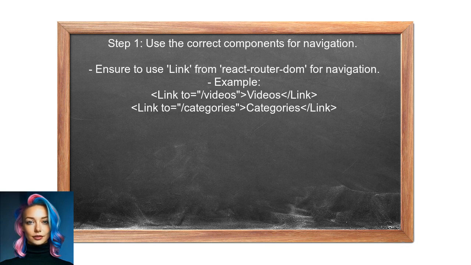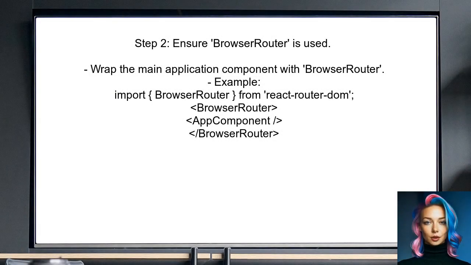To address the issue where the content does not update when clicking on a link, the user should first ensure that they are using the correct components from React Router. Specifically, they should use the Link component for navigation. Next, the user should check if they are using the BrowserRouter component in their application. This component is essential for enabling client-side routing.